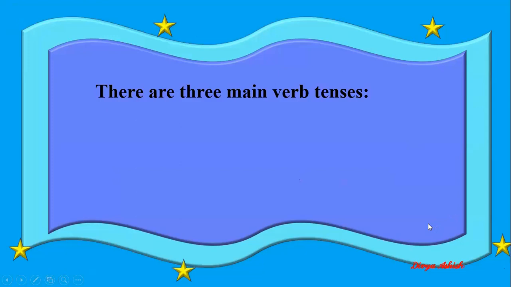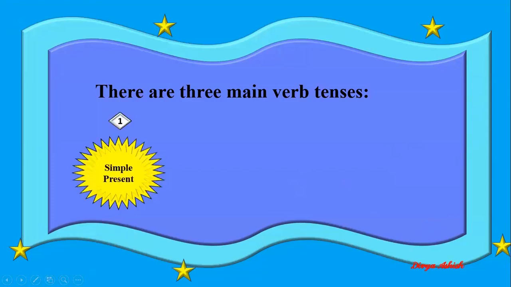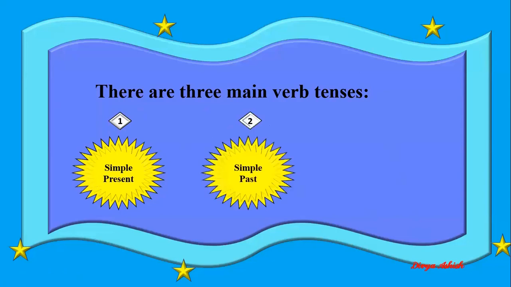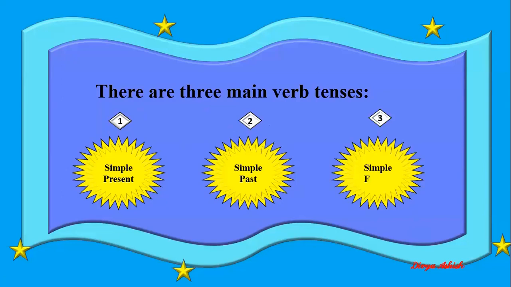There are three main verb tenses. The first one is simple present. The second one is simple past. And the third one is simple future. Let's now get into the details of each of these, children.